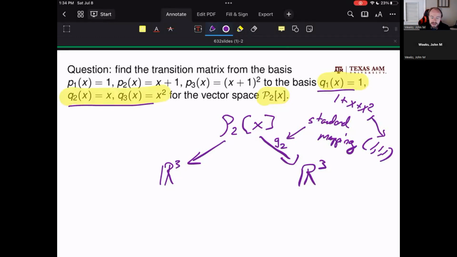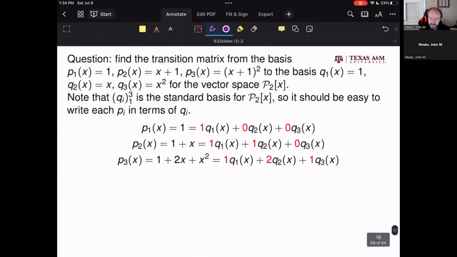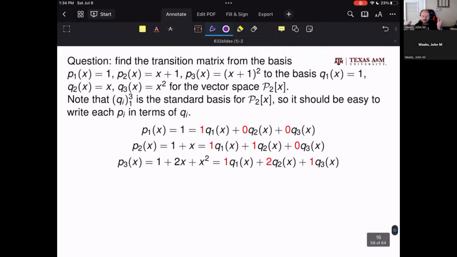And then from P2 to R3, we're going to be using P1, P2, and P3, which is our non-standard mapping. So this is a little bit of the picture that we have going on here. We want to reverse something coming from our basis P1 through P3, and reverse it all the way through to the standard mapping. So we're going to talk about this in terms of the coordinates for each of these, because both G1 and G2 are meant to be coordinate mappings of P2 into R3. So here's how we can do this. Note first of all that Q1 through Q3 is the standard basis for the space that we're looking at.